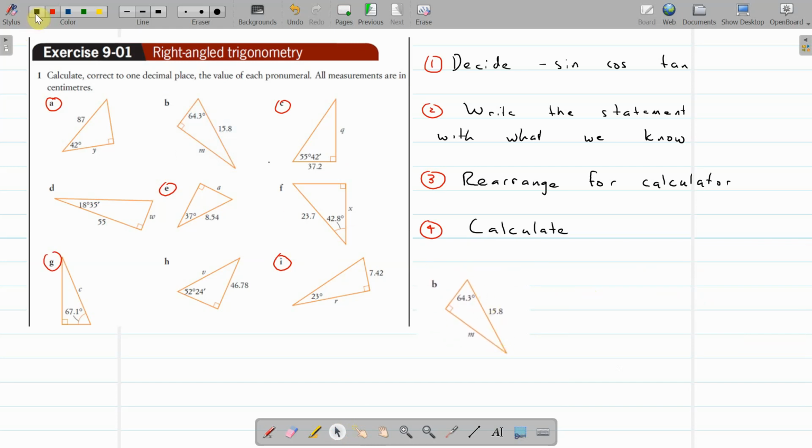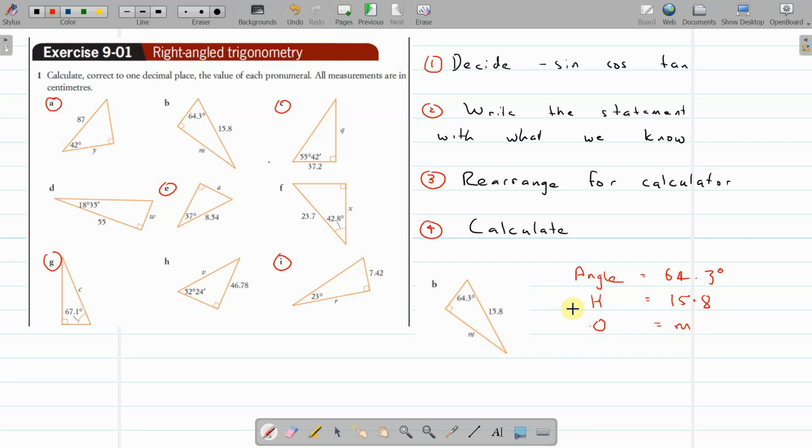Doing the process. Okay, so step 1, decide sine, cos or tan. I'm going to do this a long way so you don't have to. What we've got here is an angle of 64.3 degrees. According to this angle, that side is opposite the right angle, so it's got to be the hypotenuse. H for hypotenuse is 15.8. That's an easy decision. This one here, our M, has got to be adjacent or opposite. Going by where the angle is, this side here is adjacent, so that one's got to be the opposite.